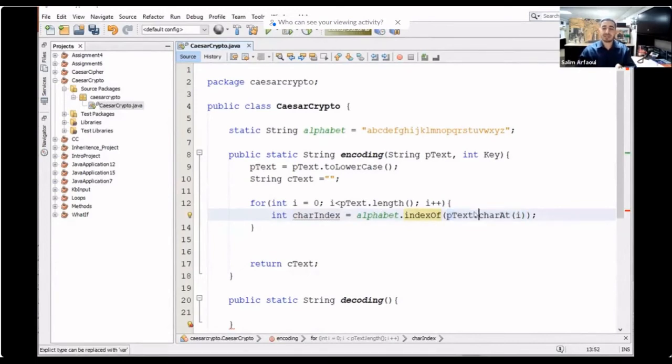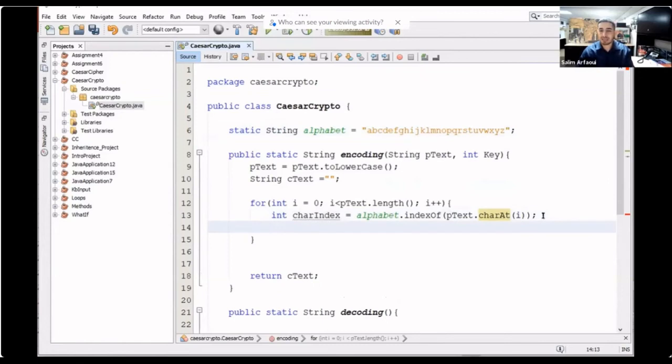Let's say the message is hello, that means H. Let me find out the index of H in my alphabet, which is basically, 0, 1, 2, 3, 4, 5, 6, 7. So H is at index 7. So that's what this is going to capture. It's going to capture that index.